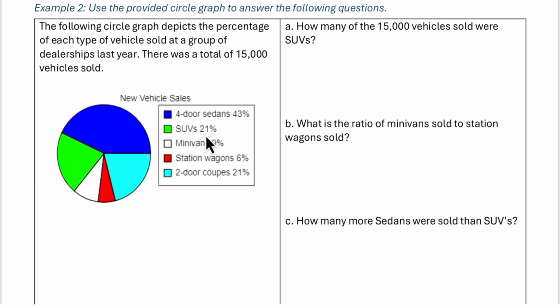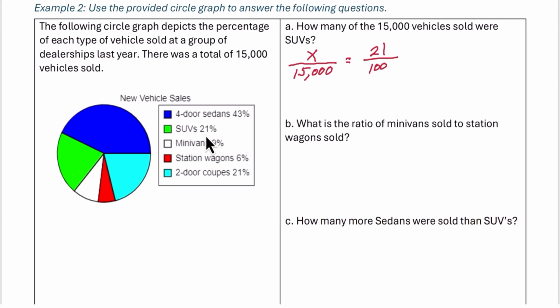SUVs, we have 21%. We can set up a proportion like we've been doing. The amount, we don't know. That's what we're looking for, the number of SUVs. The base is the total, which we are told is 15,000. The percent of SUVs is 21. And we divide that by 100.